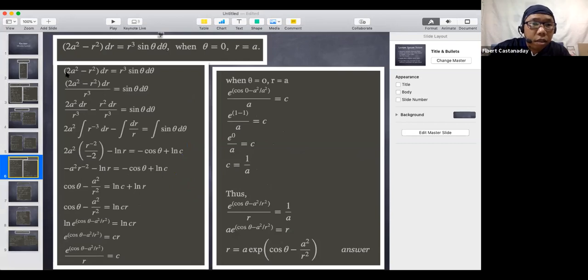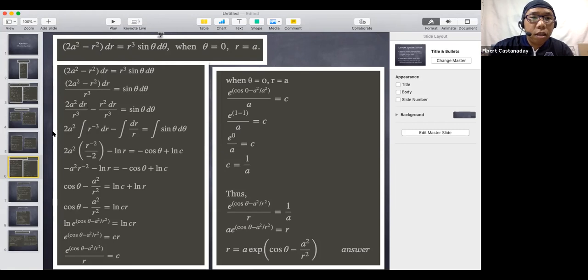So here, this is the given problem and this is the solution. Let me read the problem first. Since you are given a condition here, it means that you are to find the particular solution. The given problem is 2a squared minus r squared times dr equals r cubed times sine theta d theta. As you can see, the differentials involve r, dr, and d theta, so the other letters are considered constants. The variables involved are theta and r, which means a is a constant.